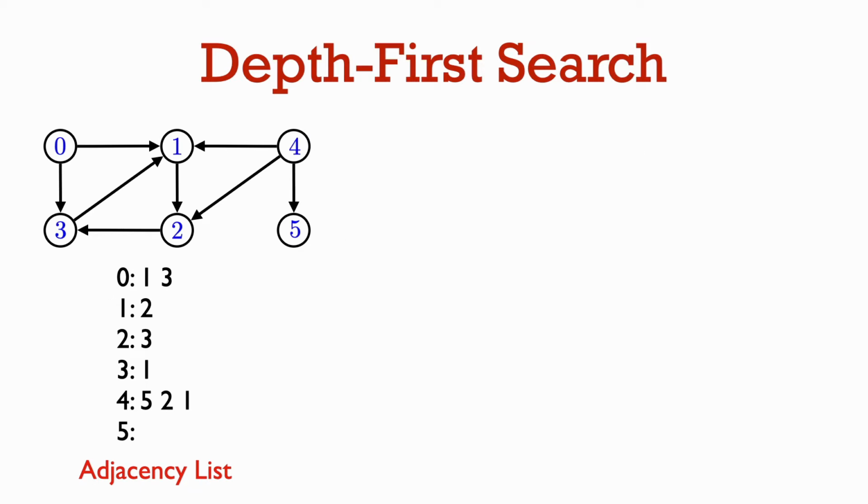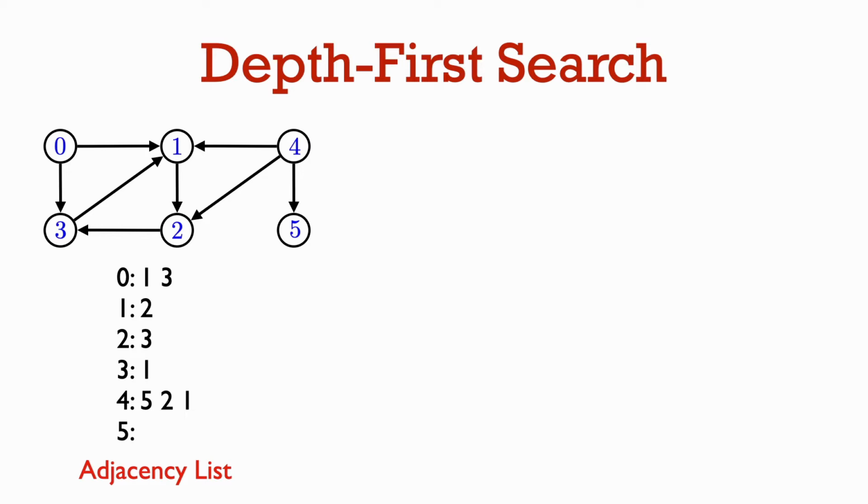Let's consider this example graph on 6 vertices. The order in which we visit vertices in the depth first search depends on the order of out-adjacent neighbors given in the adjacency lists. So I've explicitly given the adjacency list we will use for this example.